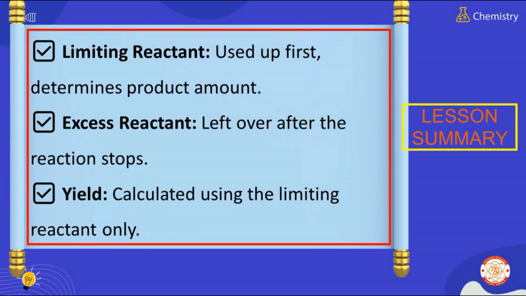So let us summarize what we have learned. So the limiting reactant is used up first and determines the product amount.